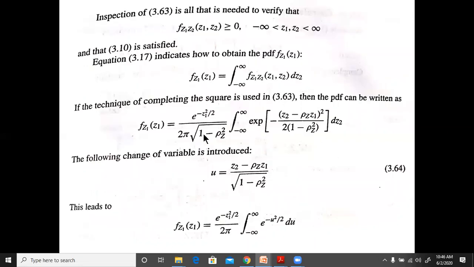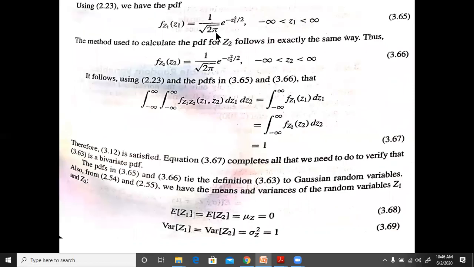Okay, so you can write all that. The following change of variable is introduced, that is u is equal to (z2 minus rho z z1) divided by the square root of 1 minus rho z squared. So if you do that, you will get the value of f of z1 (z1) is equal to this quantity. In the same way, we can get f of z2 (z2) is equal to 1 by root 2 pi e to the power of minus z2 squared by 2.